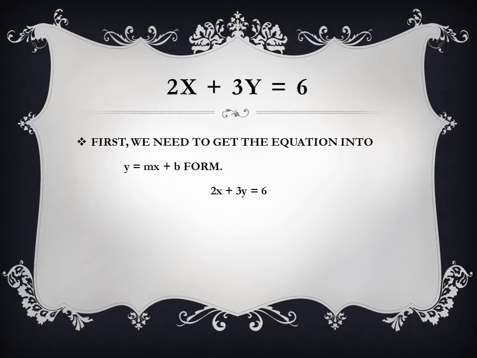In order to do that, we have to subtract 2x from each side, which leaves us with 3y equals -2x plus 6. The next thing we need to do is get y by itself, so we have to divide each term by a +3. Our final answer will be y equals -2/3 x plus 2.